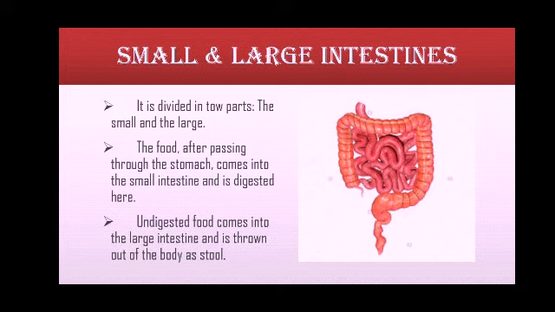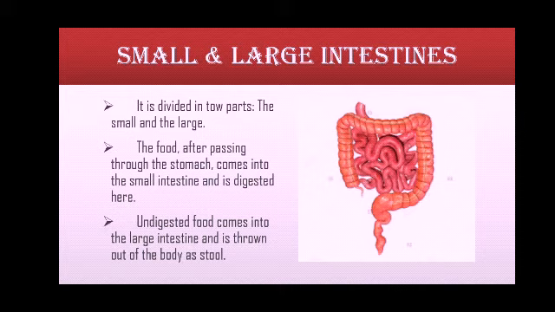The large intestine has three primary functions: absorbing water, producing and absorbing vitamins, and forming and propelling feces towards the rectum for elimination. So, the food after passing through the stomach comes into the small intestine and is digested here, and the undigested food comes into the large intestine and is thrown out of the body as stool.